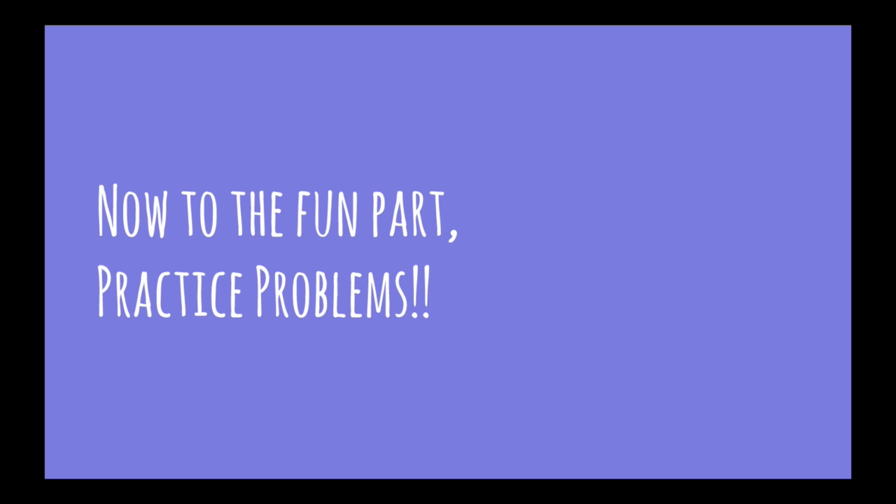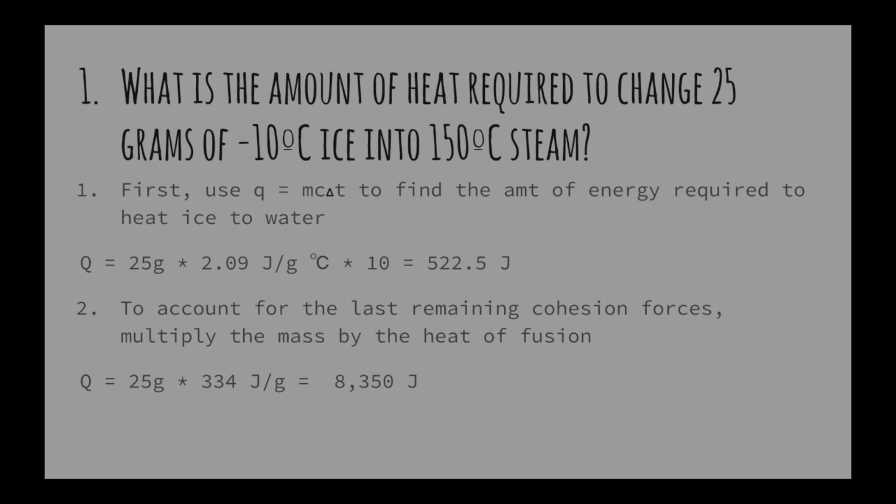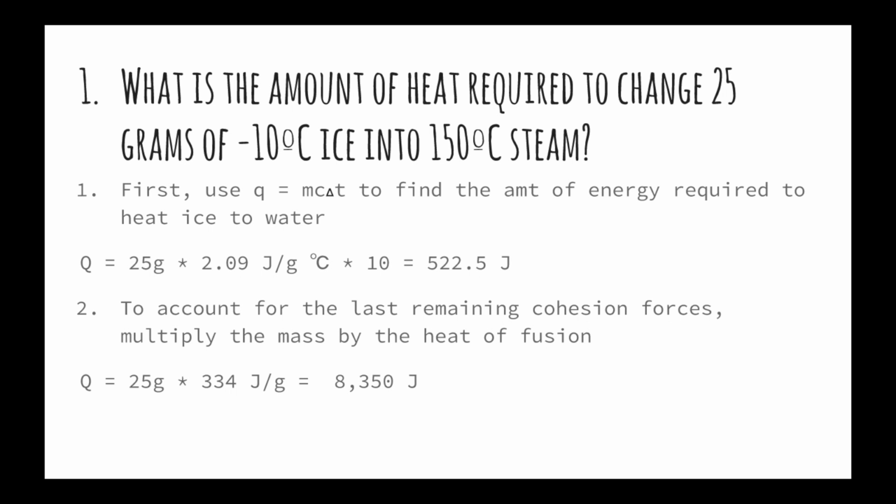Now let's do some practice problems. Some useful information to consider is the heat of fusion of water, the heat of vaporization of water, and the specific heats based off of the phases. Number 1. What is the amount of heat required to change 25 grams of negative 10 degrees Celsius ice into 150 degrees Celsius steam? First, we must use Q is equal to mcΔT to find the amount of energy required to heat ice to water.